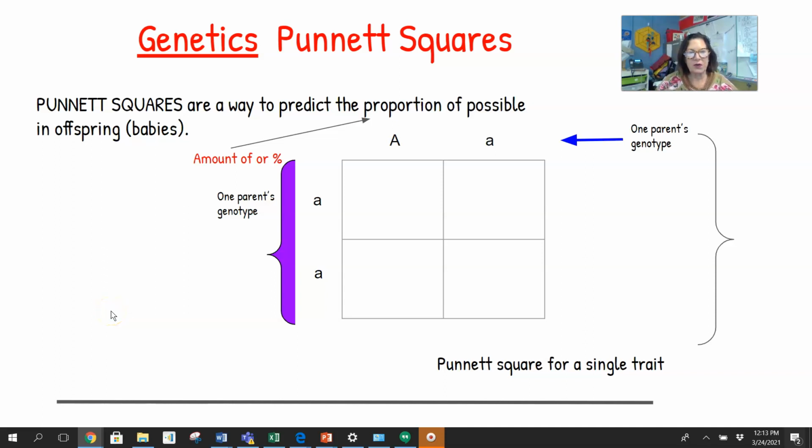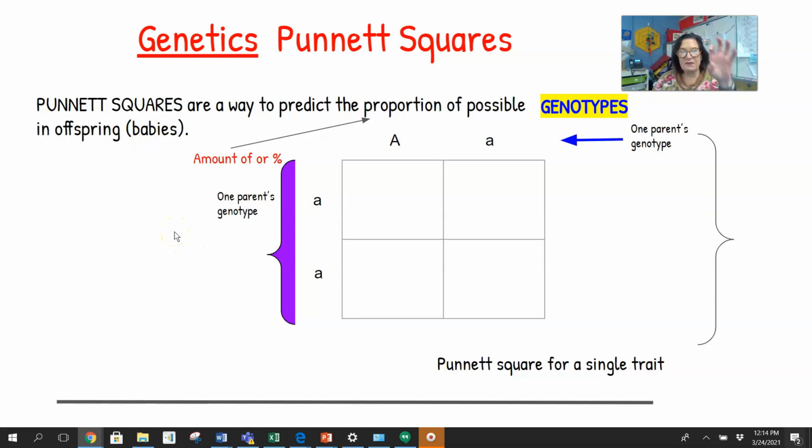We just finished doing our play posit for Punnett Square, so you should have a little bit of an idea of what that is and how it's done. And this is just a prediction of what the outcome from two parents would be. So if we look here, Punnett squares are a way to predict the proportion. The proportion is also the amount of, or the percent of, possible genotypes in offspring. So offspring means baby.